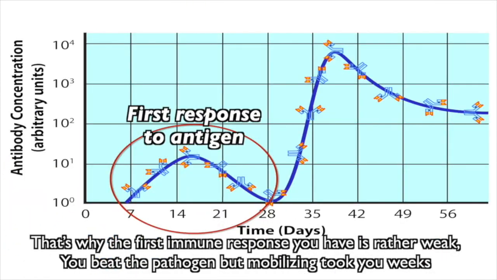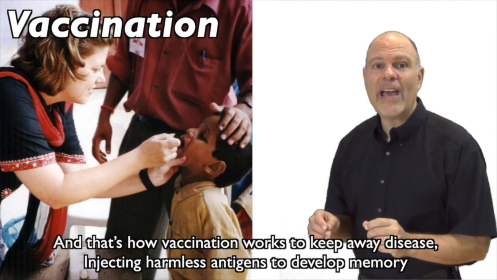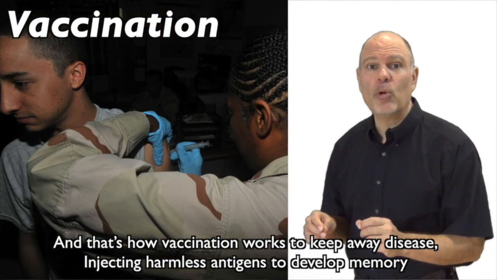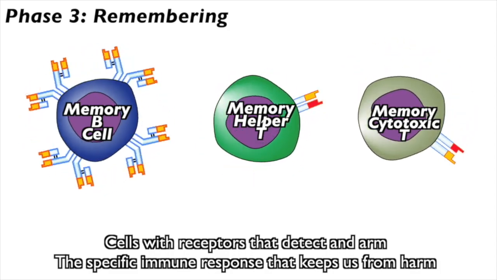That's why the first immune response you have is rather slow, about a week. You beat the pathogen, but mobilizing took you weeks. But the second response you have can really be fine. Many, many more antibodies made in much less time. And that's how vaccination works to keep away disease, injecting harmless antigens to develop memory cells with receptors that detect and arm the specific immune response that keeps us from harm.